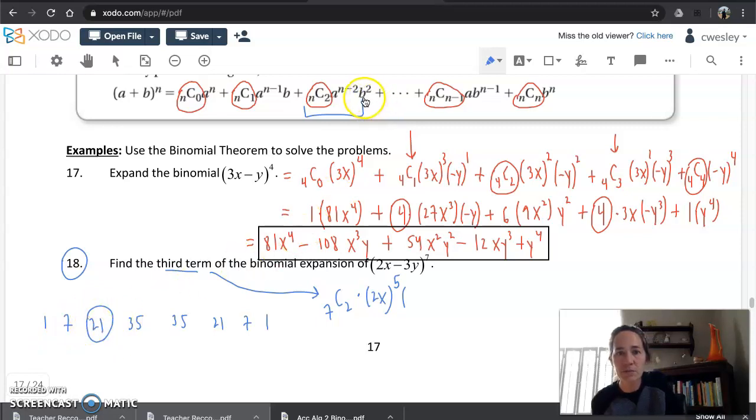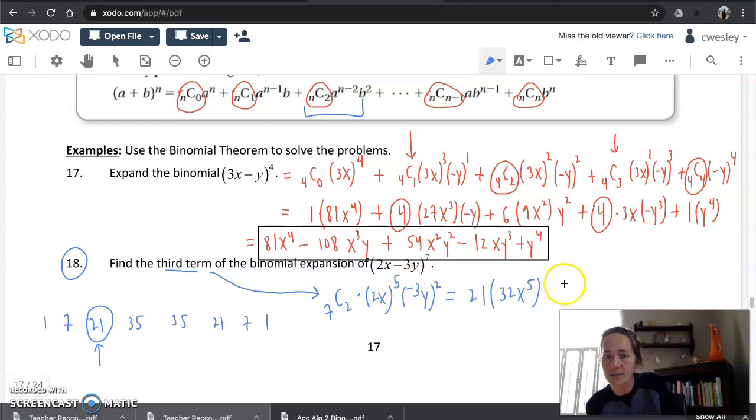And then what is the b2? The second part of it is just to the 2, so the negative 3y should just be squared. If I'm going from patterns, negative 3y would be to the 0, the 1, and the 2 for the very third term. So we've gone over how this is 21. This simplified is 32x to the 5th. And this will turn out being positive, right?